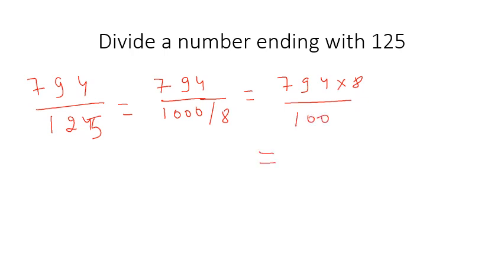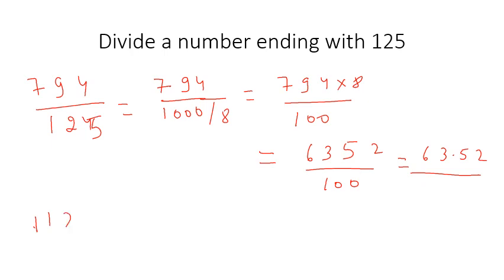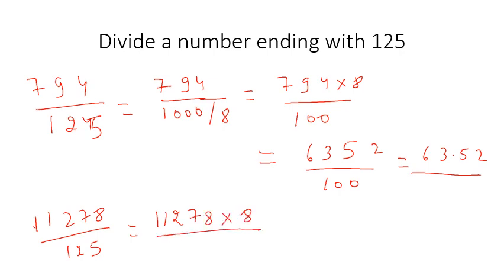So it will become 6352 divided by 1000, so the final result will become 6.352. Similarly, you can find the value for 11278 divided by 125. Now here you can see why this result becomes more effective. 11278 into 8 divided by 1000.